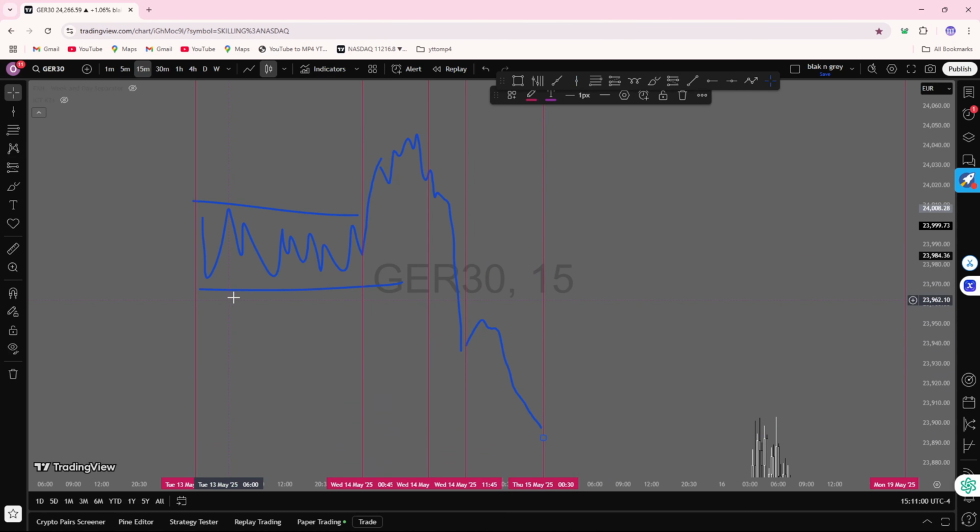You can see that these are quarters. So you have 1, 2, 3, and 4. These are different quarters. Ideally, you want to be entering either in the manipulation phase or the distribution phase. And that's just how we enter off of it. So how these phases came about, and basically how London, New York, Asia session came about, is through these phases.